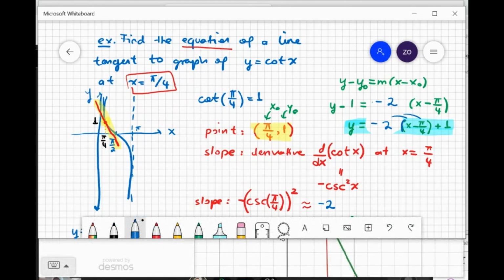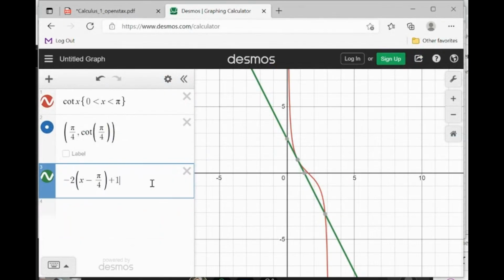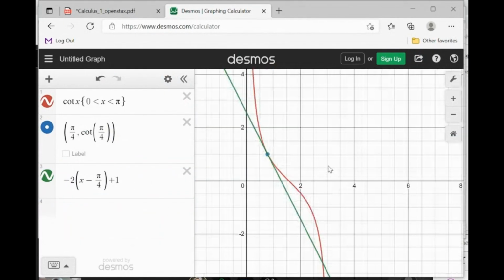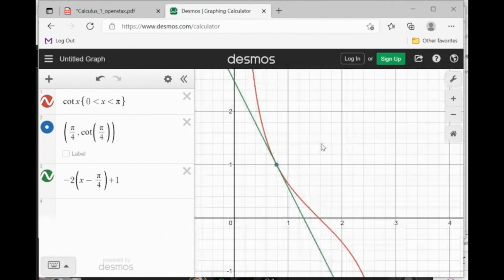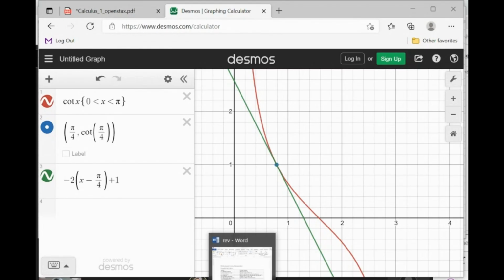And let's write it now in the graphing calculator. So you see the green line is now tangent to the red line. So they both pass through pi over 4. And the graph and the line just touch at that point. So this is the tangent line at pi over 4. And we found the equation of this line.